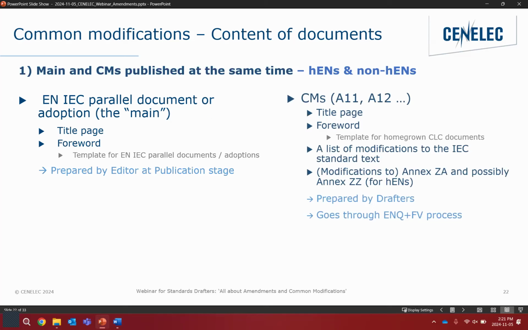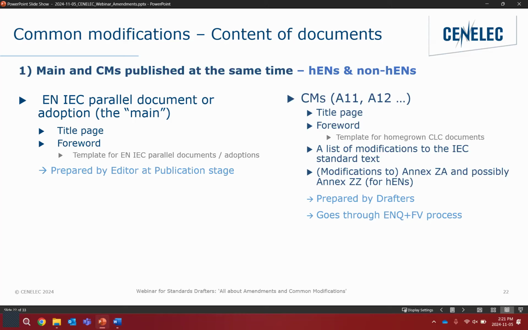Your common modifications will also contain, of course, a title page and a foreword. The template for the foreword here will be the one for homegrown CENELEC documents. Then there will be a list of modifications to the IEC standard text, and then modifications to Annex ZA, or just an Annex ZA, and possibly an Annex ZZ if you're dealing with a harmonized document.